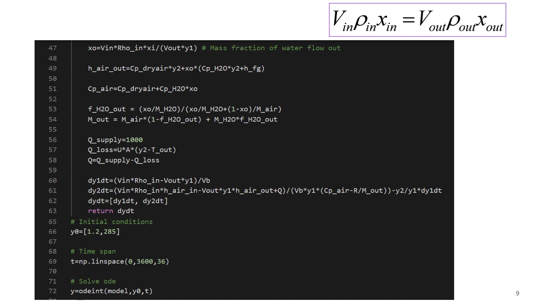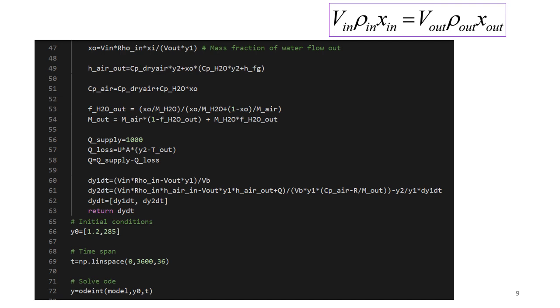I define Q supply as 1000 watts, which is from the electrical heater. Q losses are defined as UA delta T, where delta T is equal to Y2 minus T out. Here, Y2 is the inside temperature. After defining all the parameters and input variables within the function, now we can define the two differential equations. They are dy1 dt and dy2 dt. Then type return derivatives, dy dt.